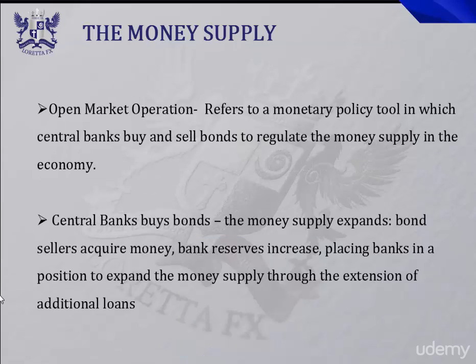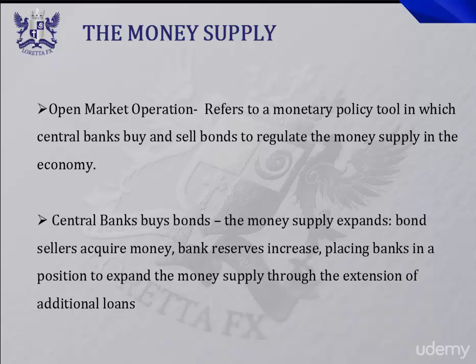Now, open market operations refers to a monetary policy tool in which central banks buy and sell bonds to regulate the money supply in the economy. Now, when a central bank buys bonds, the money supply expands: bond sellers acquire money, and banks increase their reserves, allowing them to expand the money supply through the extension of additional loans. And whenever the central bank wishes to decrease the money supply, they instead sell bonds.